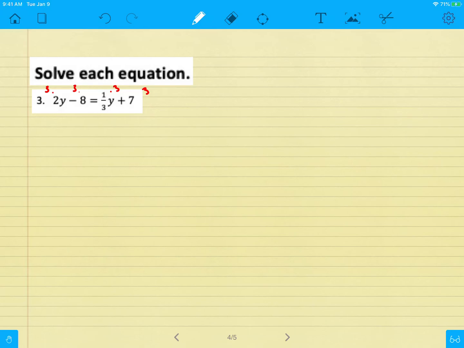So 3 times the 2 is 6y. We have the minus sign. 3 times 8 is 24. We have the equal sign. When we multiply 3 on the y, the 3's will cancel that out, and we're left with a 1y sitting there. Because top and bottom cancel out, so we're left with the 1 and the y. And then on the other side, we have the plus, and then 7 times 3, so we have to multiply by 3 there, that is 21.